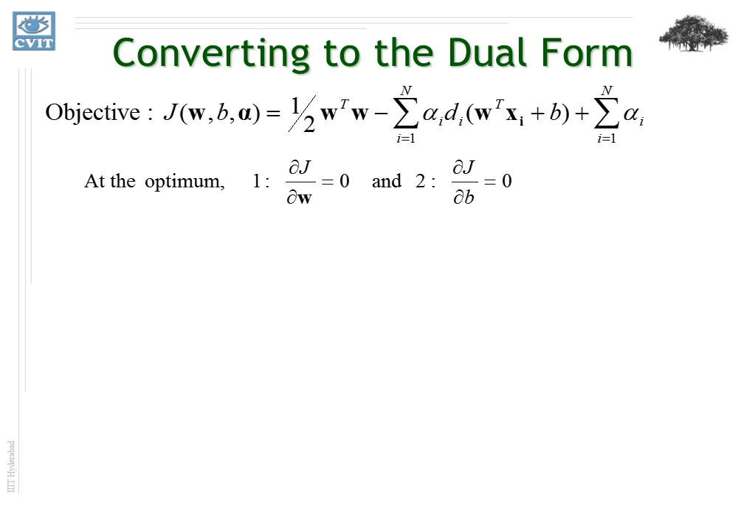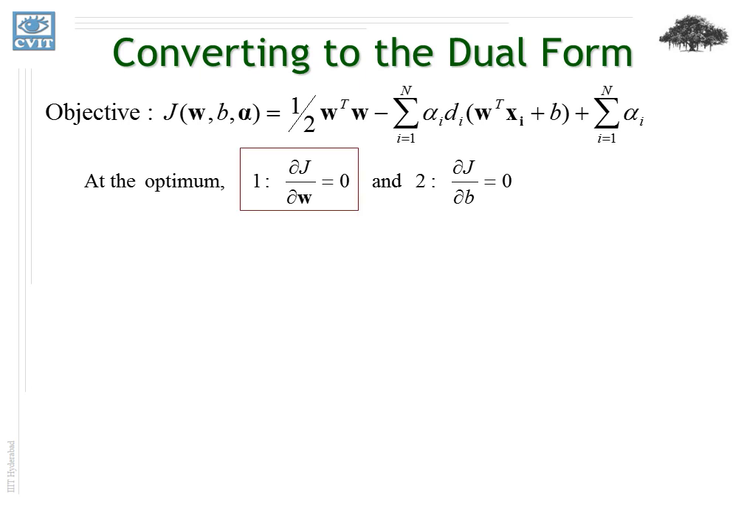So at the optimum, condition 1 is that the partial derivative ∂J/∂w equals 0. The partial derivative of J with respect to w should be 0, and the partial derivative of J with respect to b should be 0. Of course, the partial derivative with respect to alpha should also be 0, but we will consider only these two conditions for now. So let's try to take these two conditions and see what they mean.